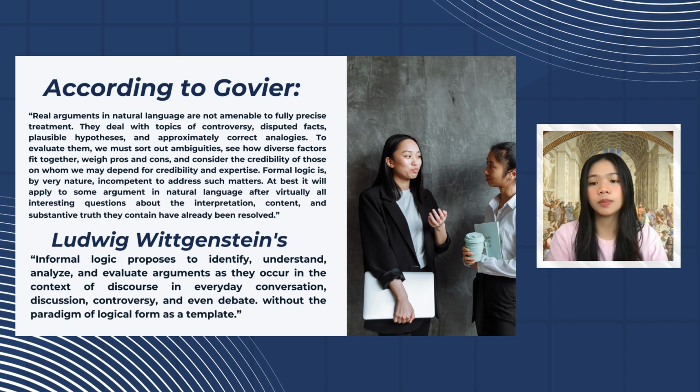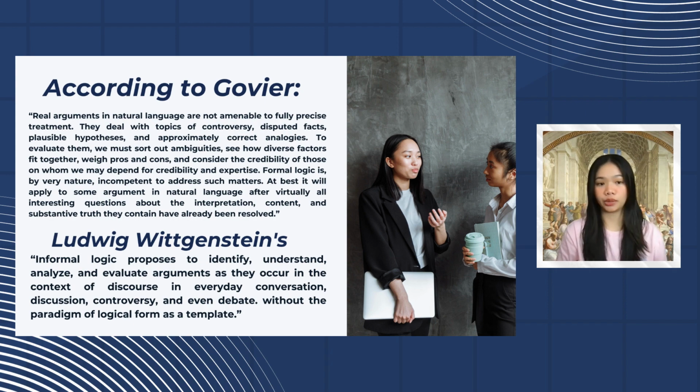Govier argues that formal logic doesn't discuss a deeper understanding of matters such as ambiguities, diversity, pros and cons of an argument, and credibility. It is a gap that informal logic fills in as it dwells on studying these matters. Now let us go back to Ludwig Wittgenstein. In the context of Wittgenstein, there are several types of arguments that are used naturally in various language games. Thus, informal logic helps us to identify, understand, and evaluate arguments based on how they are used in everyday life.